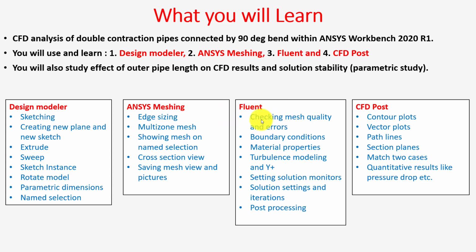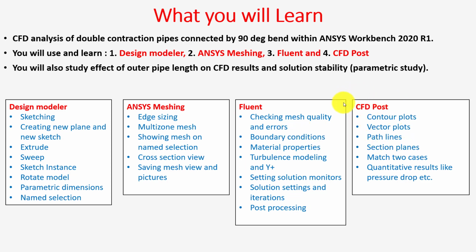In Fluent we will check the mesh quality and any errors if they are there, boundary condition setup, material properties, and some discussion about the turbulence modeling we set for this problem and Y+, and setting solution monitors, solution settings and iterations, and post-processing, which is a very basic post-processing in Fluent.